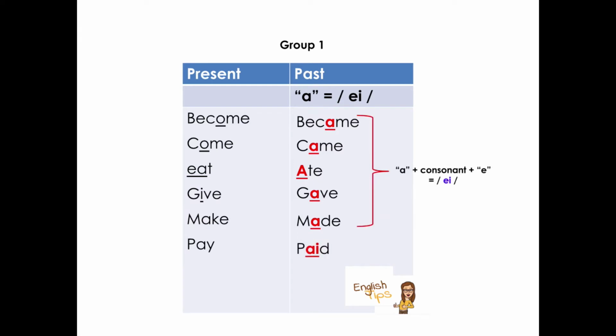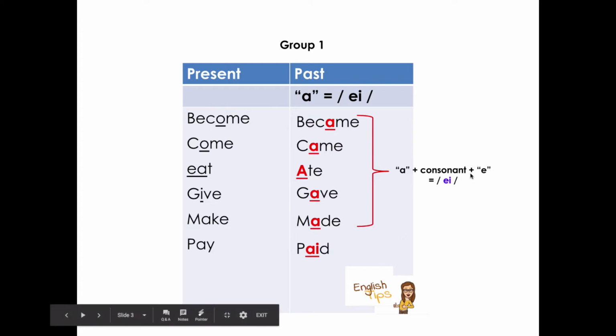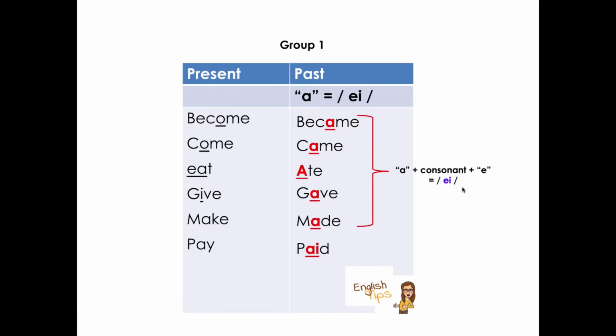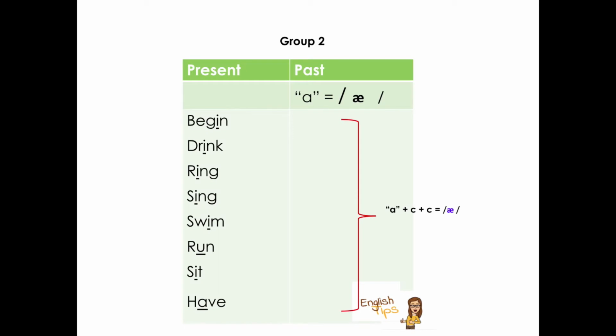So as you can see, the pattern is that when we have the letter A followed by a consonant and after that a mute E, the letter A is going to be pronounced A. And that makes it easier to remember, doesn't it? Let's see group number 2.